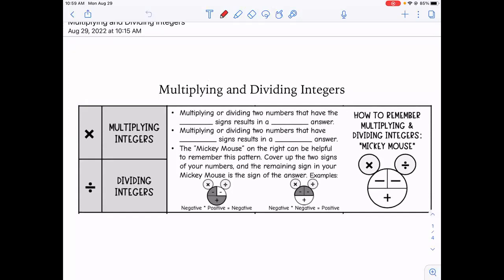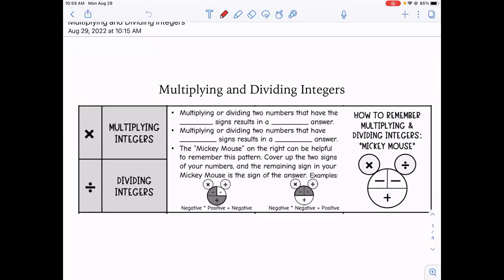Now we have some rules, and luckily, our rules for multiplying and dividing are the same, okay? When we talked about adding and subtracting, we had to do some work with subtracting in order to be able to add the numbers together. For multiplying and dividing, we have the same rules, okay?